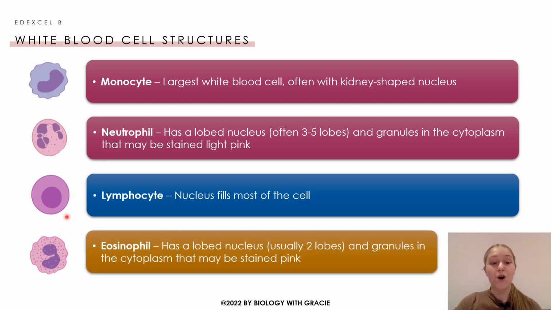And then finally, we've got our eosinophil. So this also has a lobed nucleus like a neutrophil, but it usually only has 2 lobes. And it has granules as well that may be stained pink, similar to the neutrophil. One thing I've noticed is that some people get a bit confused between the monocyte and the eosinophil, purely because these 2 lobes can sort of look like a kidney shape, but I think it's just key to remember that this is definitely one shape, whereas this is sort of split more into 2, if that kind of makes sense.